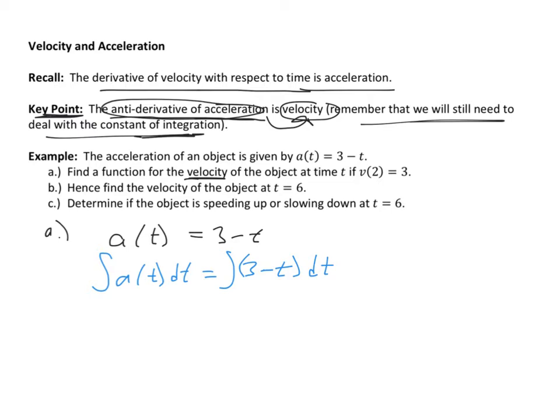Now we just learned that the antiderivative of acceleration will be velocity. So that means the left-hand side is going to be v of t. This is the velocity. On the right-hand side, I've got this nice easy integral. This is 3t minus 1/2 t squared, and then I have this plus c. The idea is that there's a whole family of velocity functions that this could be describing.